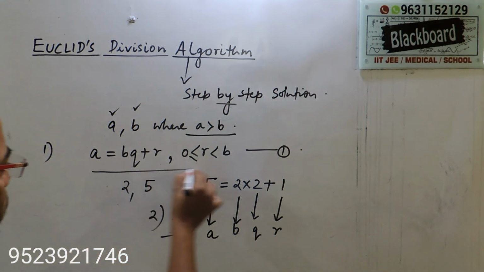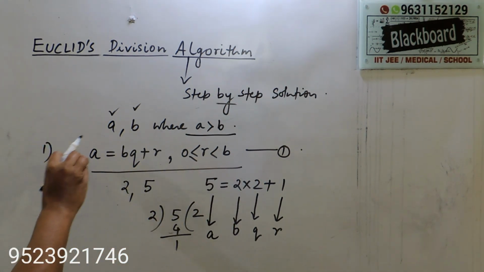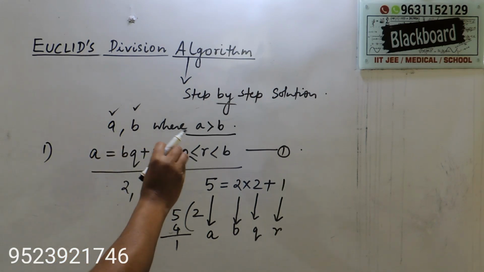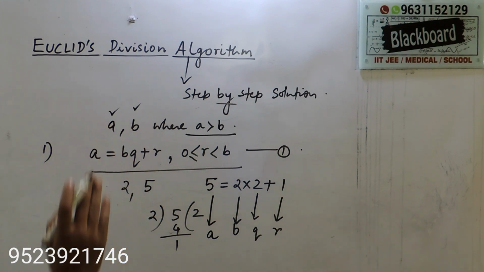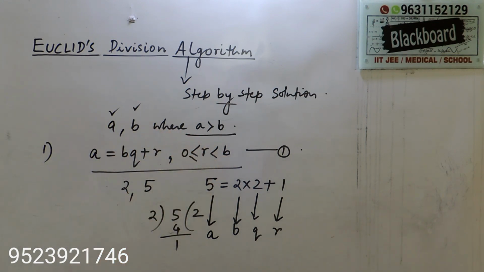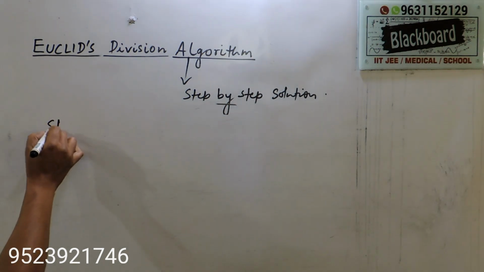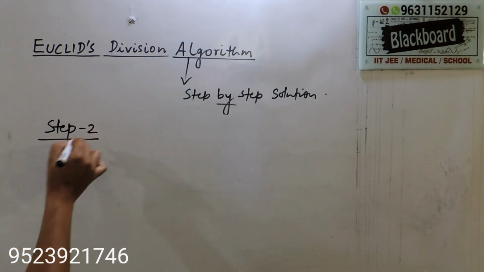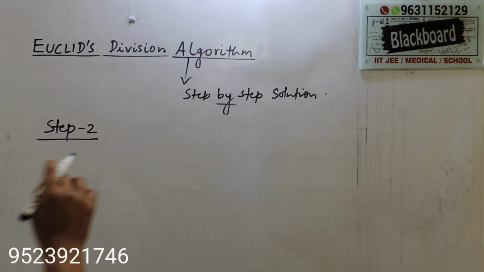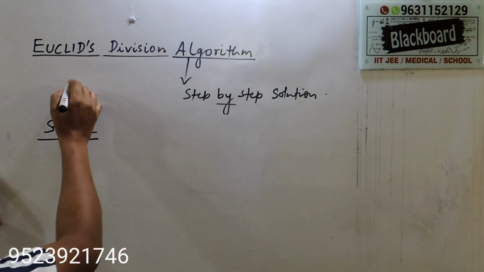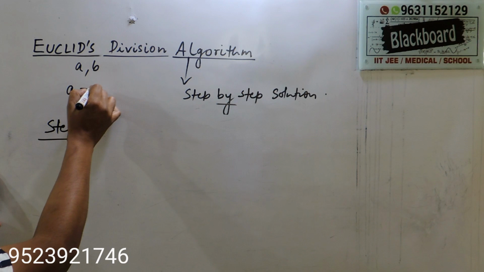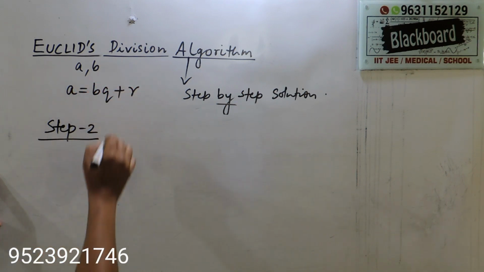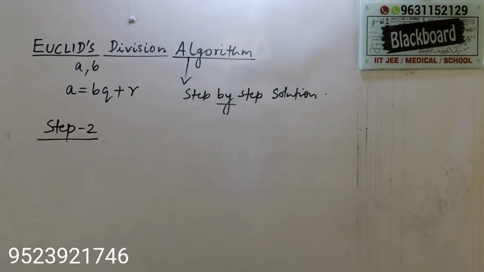So this is the first step. In first step you have to write a equals bq plus r, r is greater than or equal to 0 and less than b, if your a and b are two given numbers where a is greater than b. This is the first step. In second step, we have already explained that in first step you write a equals bq plus r, and r is greater than or equal to 0 and less than b.